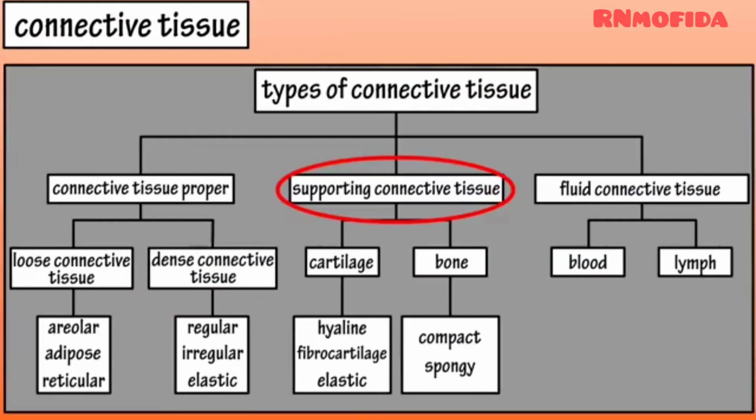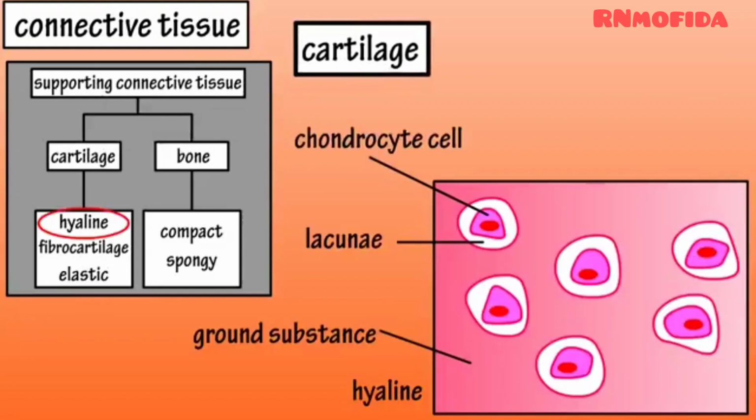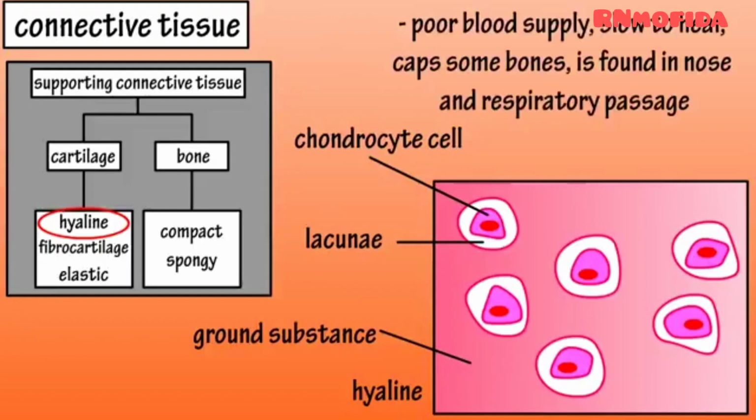Coming to the next classification, that is supporting connective tissue, it mainly provides support to the body structure. It is again divided into two: cartilage and bone. Coming to the cartilage, cartilage is again classified into three categories: hyaline, fibrocartilage and elastic. Hyaline cartilage consists of chondrocyte cells surrounded by small spaces called lacunae and has more ground substance. It does not have a good blood supply, that's why it is slow to heal, and it is mainly found in the capsule of synovial joints, and in the nose and respiratory passages.